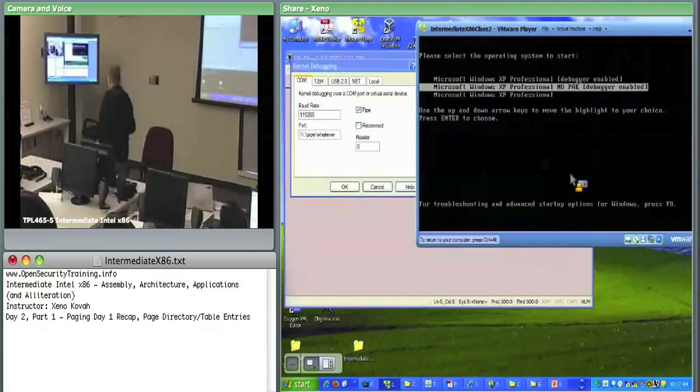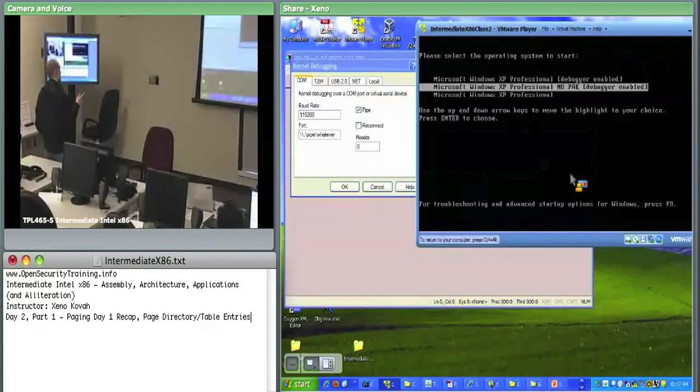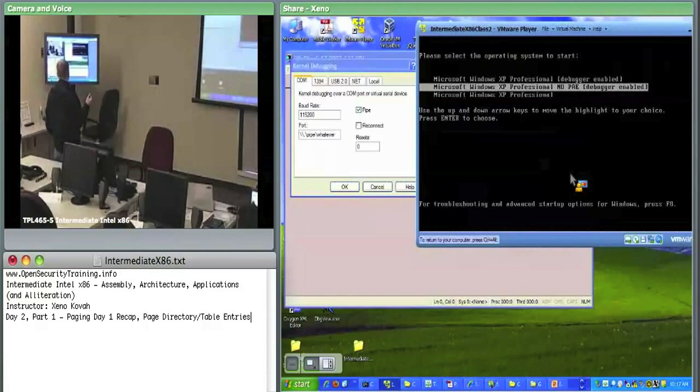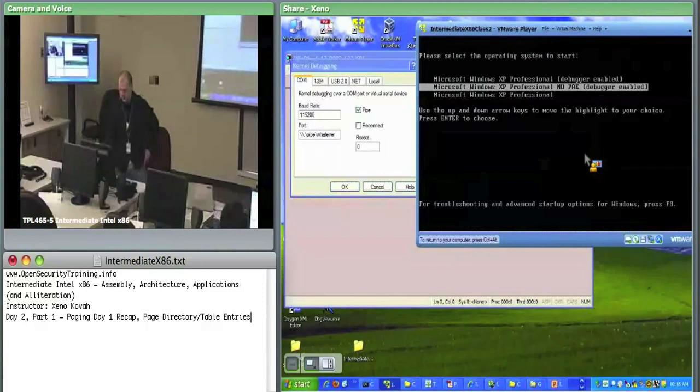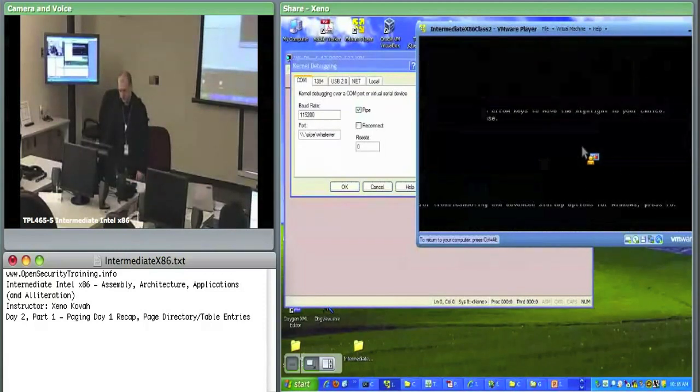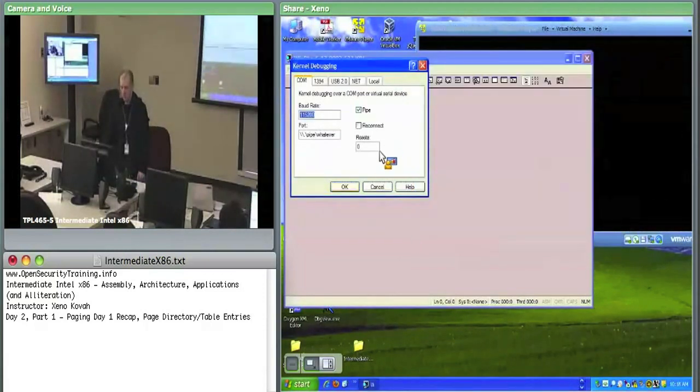Okay, so is everyone on the phone at this point? Before we continue on, I want to make sure everyone on the phone is at the boot screen, waiting to boot into the non-PAE version. And then we're going to hit OK inside the VM, hit Control-Alt to get out, and then go ahead and hit OK over in WinDbg.